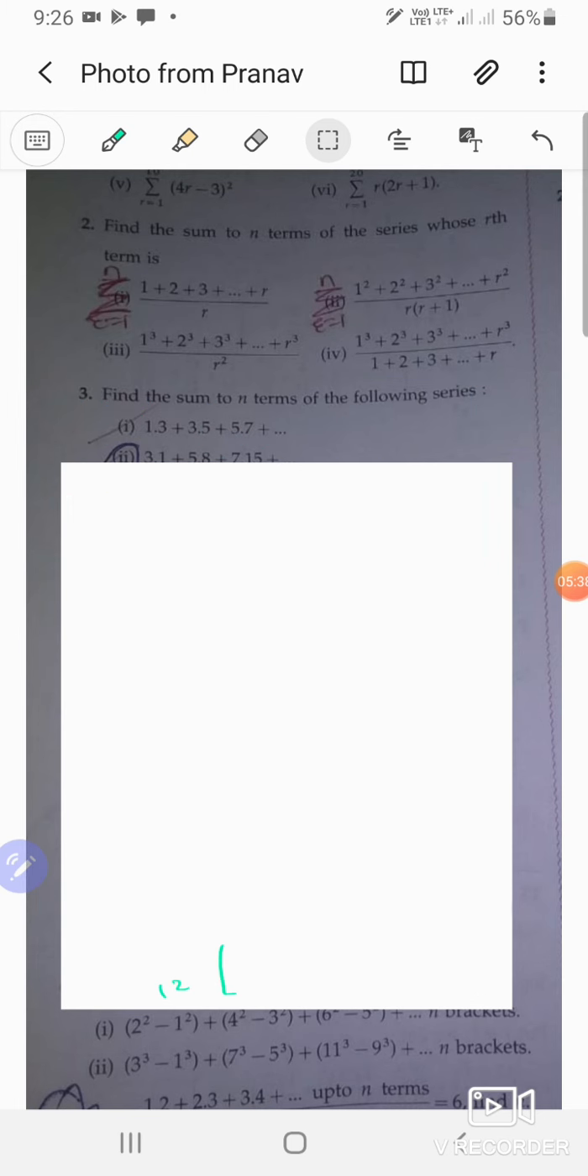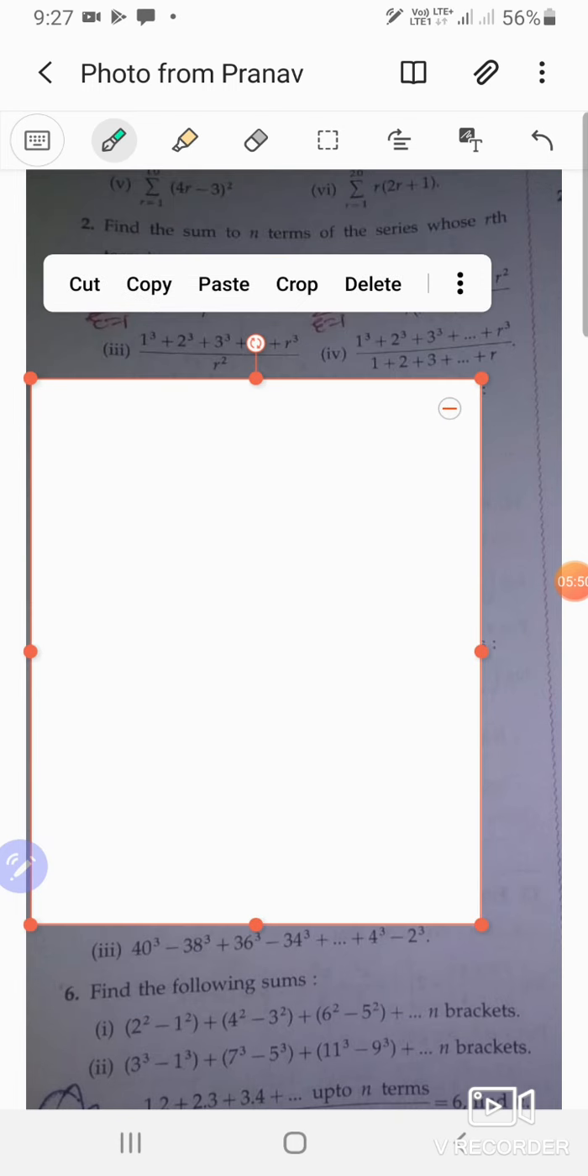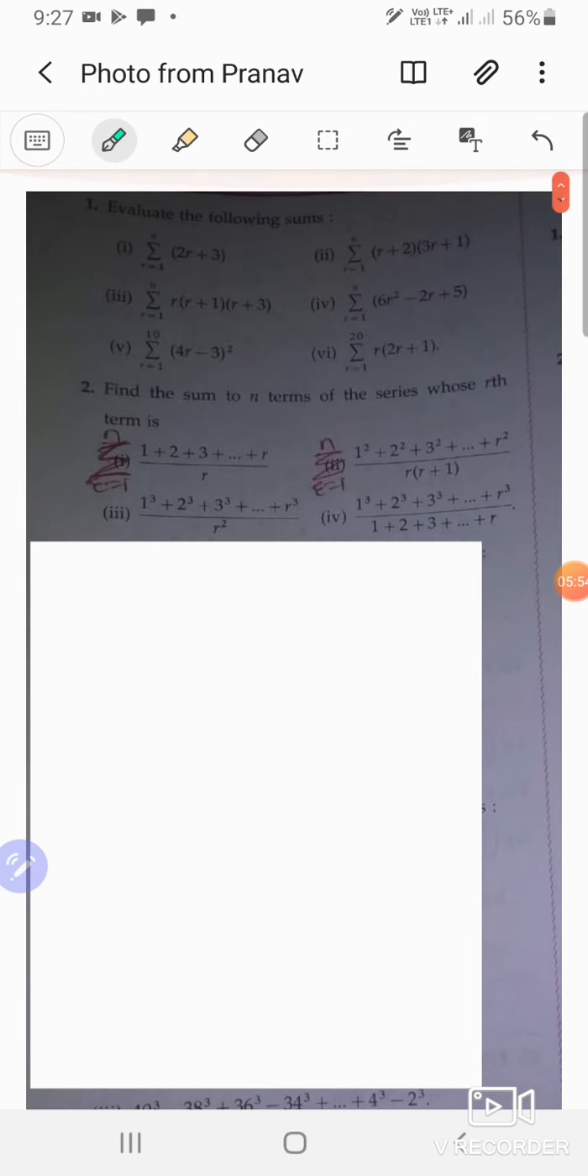Okay, let's move on to the next question. The next question is the fourth one. Oh yes, so the next question is summation from r equals 1 to n of 6r squared minus 2r plus 5. Okay, so just doing it directly.